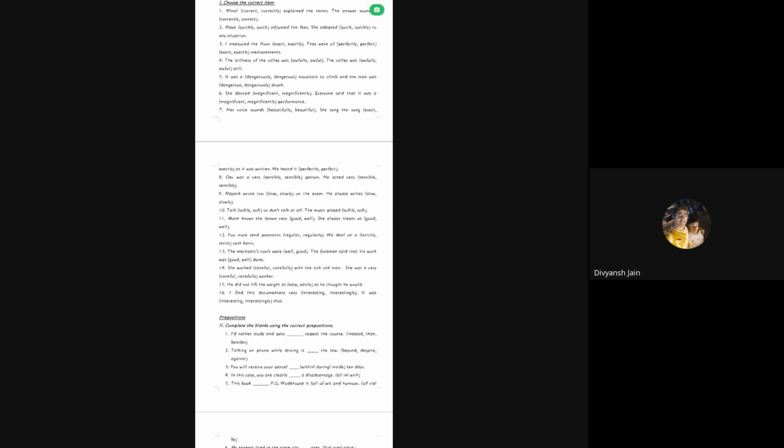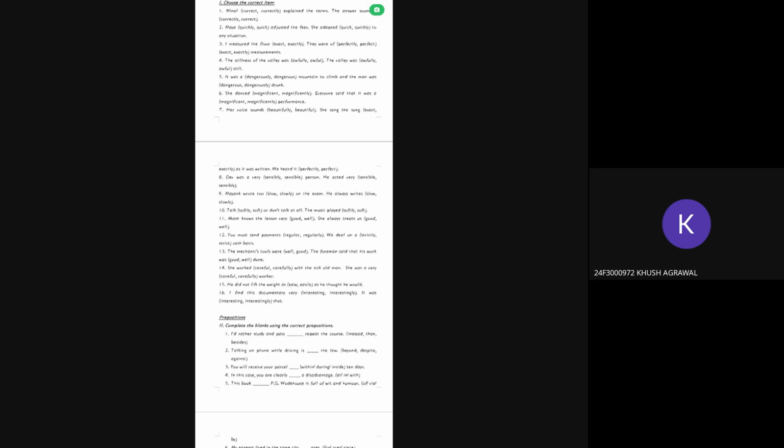The fifth one. It was a dangerous mountain to climb, and the man was dangerously drunk. Dangerous is qualifying the noun, and then the next, dangerously, is qualifying the verb, right?